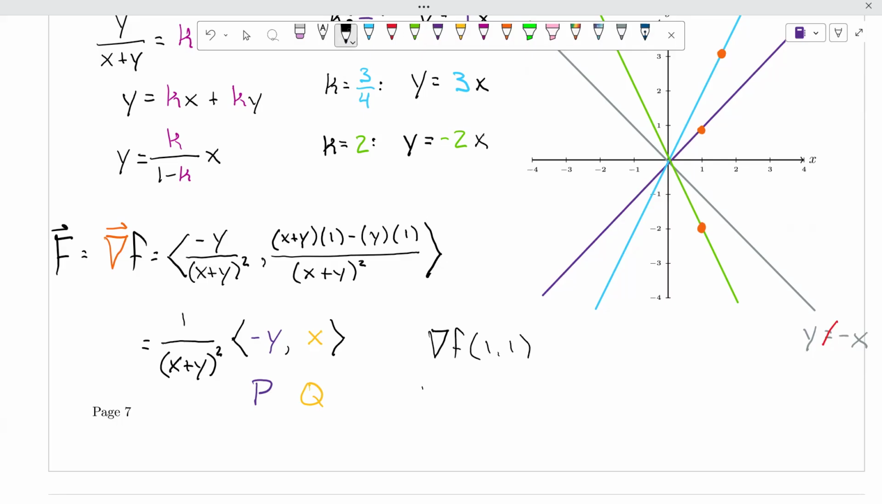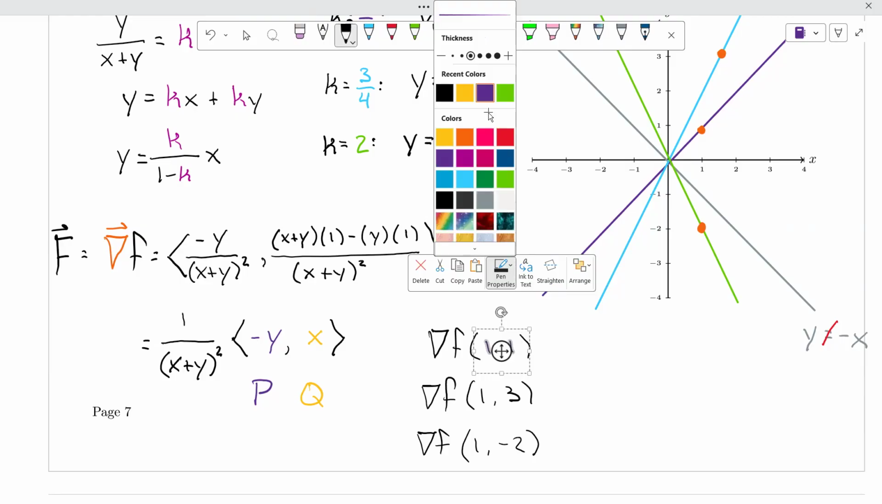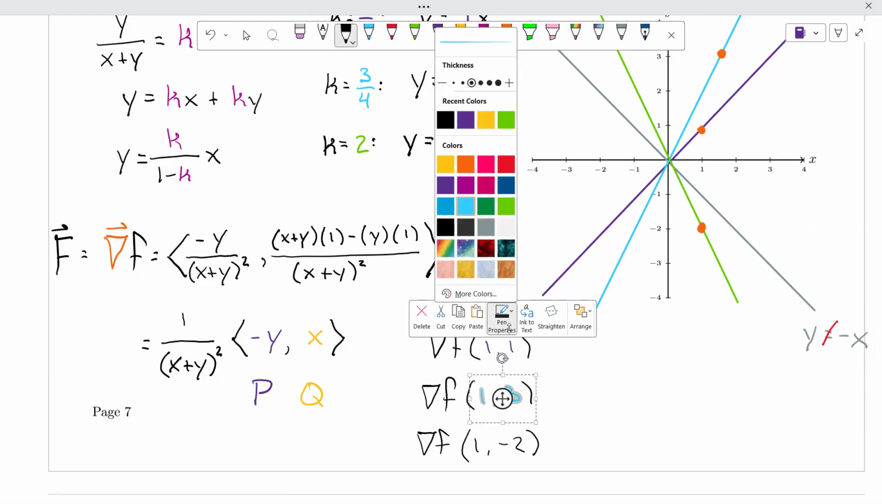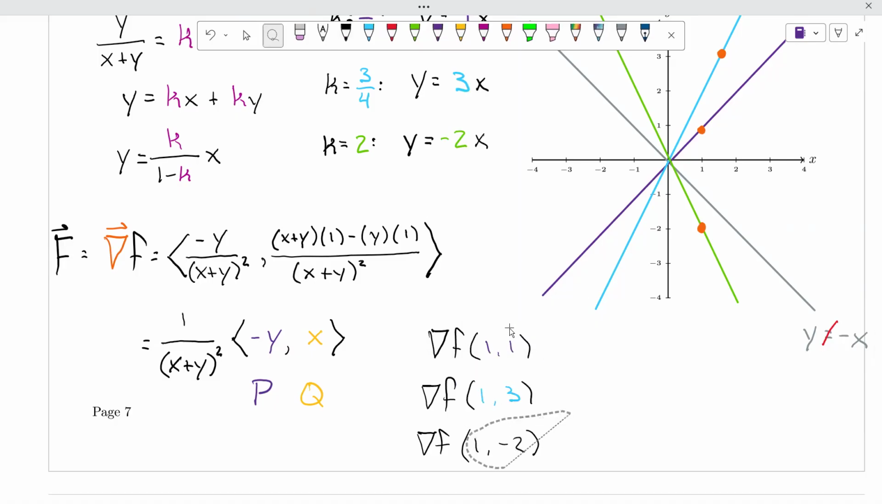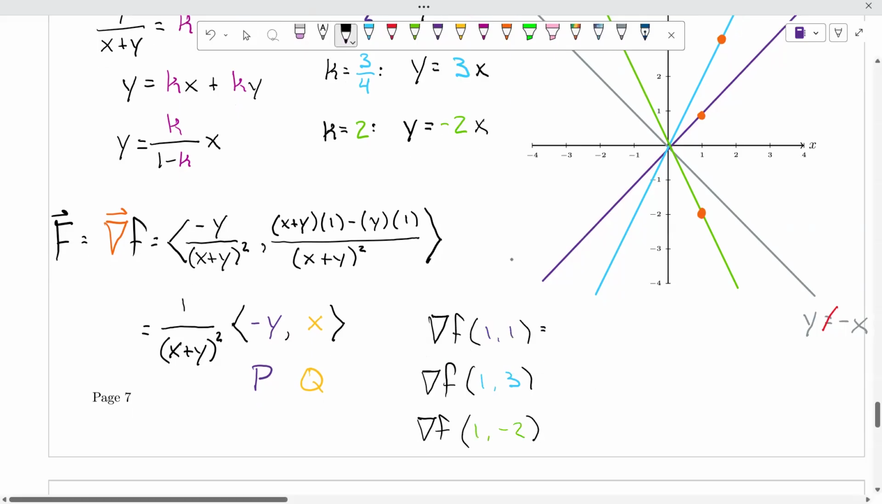So I said I want to do 1, 1, 1, 3, and 1, negative 2. So each of those are just a single step along the direction of the slope. 1, 1 is on that purple line. 1, 3 is on the blue line. 1, negative 2, we said 1, negative 2 is on the green line. And go figure out what those gradient vectors ought to look like. Well, at 1, 1, looks like it's just negative 1, 1, divided by 1 plus 1 squared, which is 4.